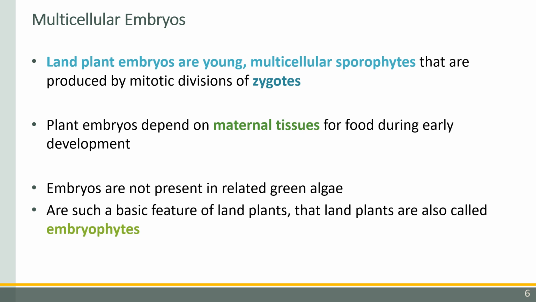Now, don't worry about the sporophytes part right now. Basically, those embryos are going to divide, and they are going to develop into our plant structures. However, what type of structure the sporophyte develops into is going to depend on which version of alternation of generations that we're talking about.